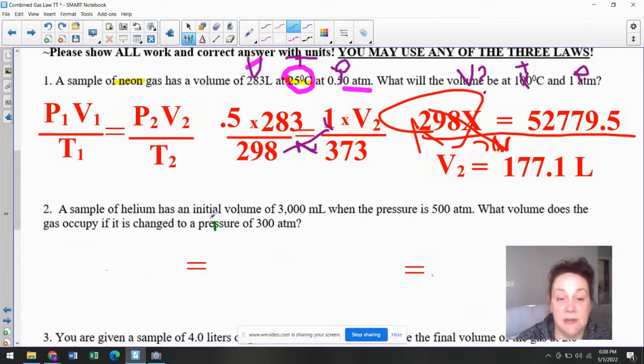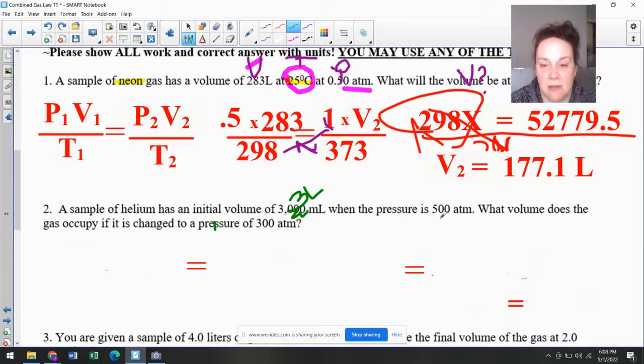All right. So a sample of helium has an initial volume of 3,000 milliliters. I most certainly do not like that number. I'm going to move the decimal 1, 2, 3. I'm going to call that 3 liters when the pressure is 500 atmospheres. And I do like that number. What volume does the gas occupy if the pressure goes to 300 atmospheres?